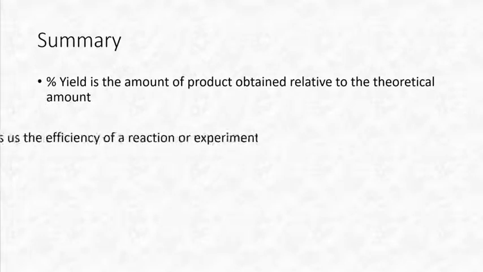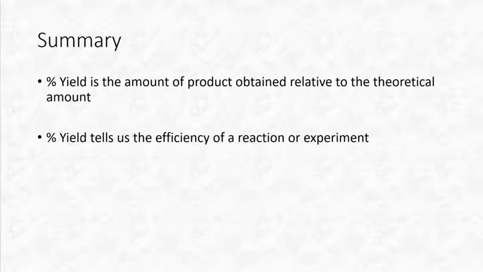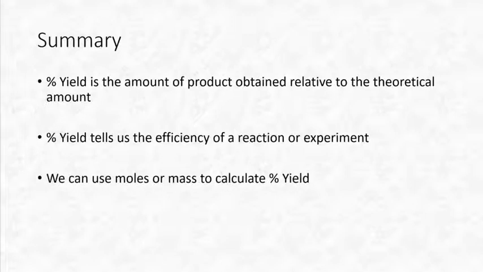So, in summary, percentage yield is the amount of product obtained relative to the theoretical maximum amount. And percentage yield tells us about the efficiency of a reaction or an experiment under the conditions we're using, or the wastefulness of it too. And we can use moles or mass to calculate percentage yield.